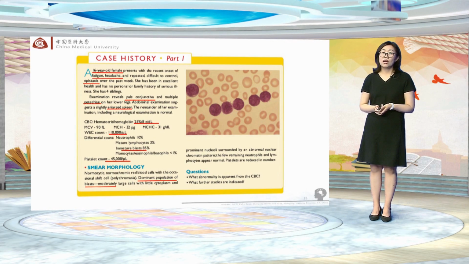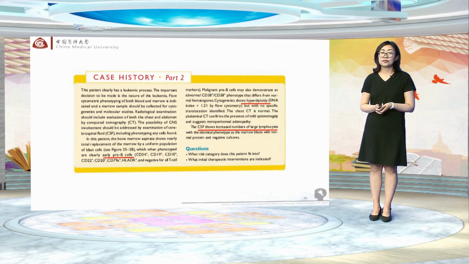Let's think about what abnormality is apparent from the CBC. What further studies are indicated? From the CBC and the smear, the patient should proceed to leukemia MICM immediately. As she has a palpable spleen, radiological examination should be done, including evaluation of both the chest and abdomen by computed tomography, CT. The possibility of CNS involvement should be addressed by examination of cerebrospinal fluid, CSF.